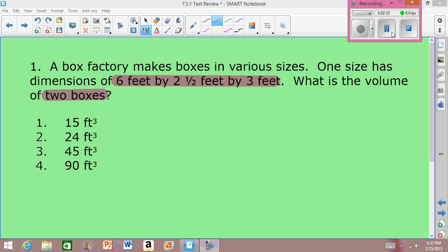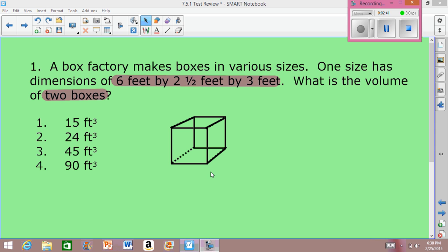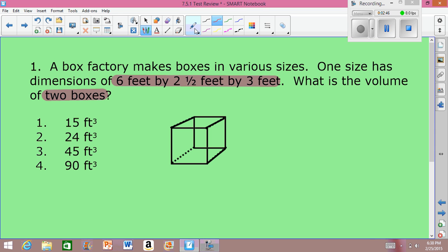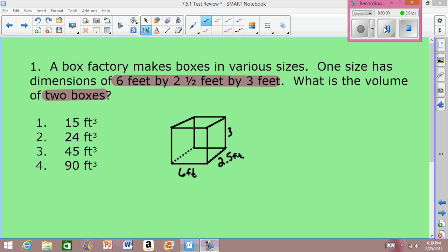Since there is no picture to go with this problem, I'm going to take the time to draw us a box. All right, now that we have a box, you can go ahead and draw a box as well. We're going to put our measurements for that box so that we know what they are. So we have 6 feet by 2.5. And remember, for 2.5, the half is 0.5, so go ahead and change it to a decimal. So 2.5 feet by 3 feet. So we're going to find the volume of this box.